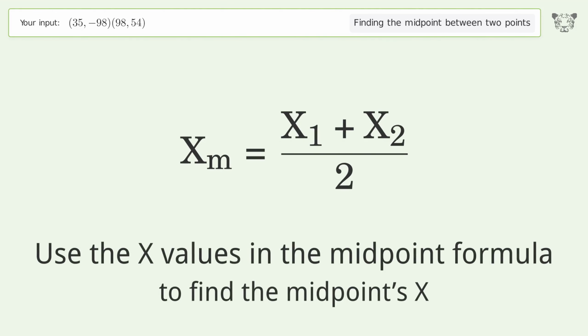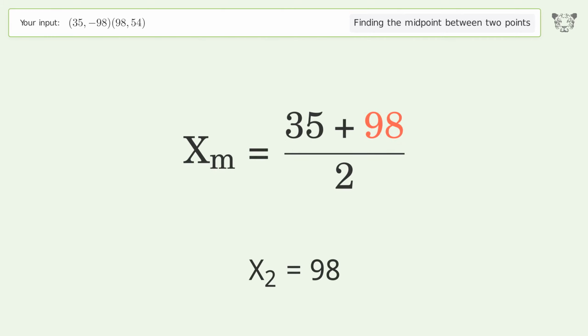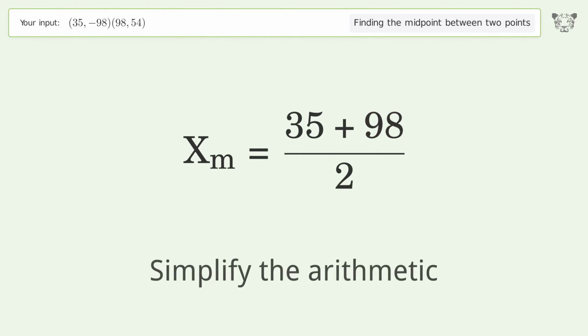Use the x values in the midpoint formula to find the midpoint's x. x1 equals 35. x2 equals 98. Simplify the arithmetic.